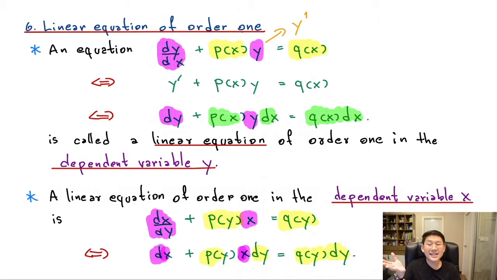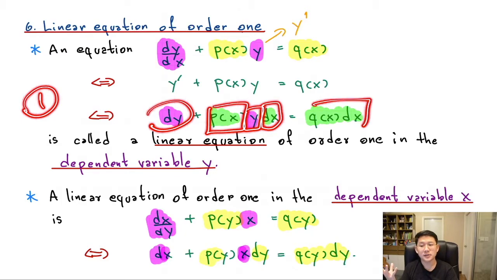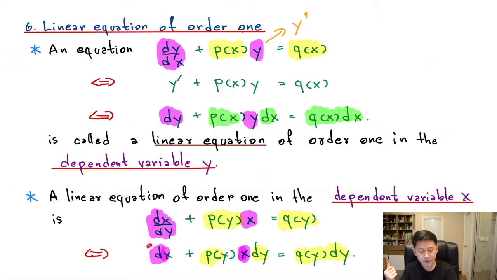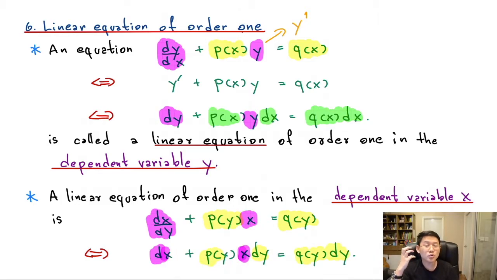Okay, so to be a linear equation, first case, in the dependent variable y, we have dy plus a function of x times y dx equals a function of x dx. And the other one would be dx by dy, or in differential form dx plus a function of y times x dy equals a function of y dy. Okay, so you need to be able to recognize this form, because if you see equations, you need to be able to tell that it's actually a linear equation of order 1, so that we can use the technique in this section to solve the problems.